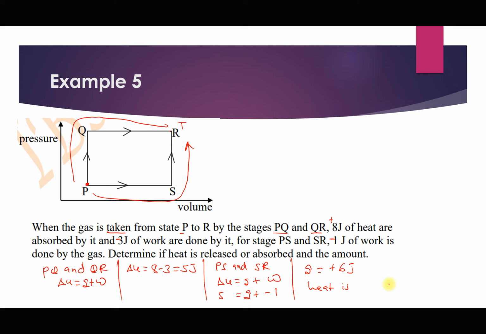Because positive means heat is added to the system, so heat is absorbed. So the heat is absorbed by the system, as simple as that. And that is the heat amount absorbed is 6 joules.